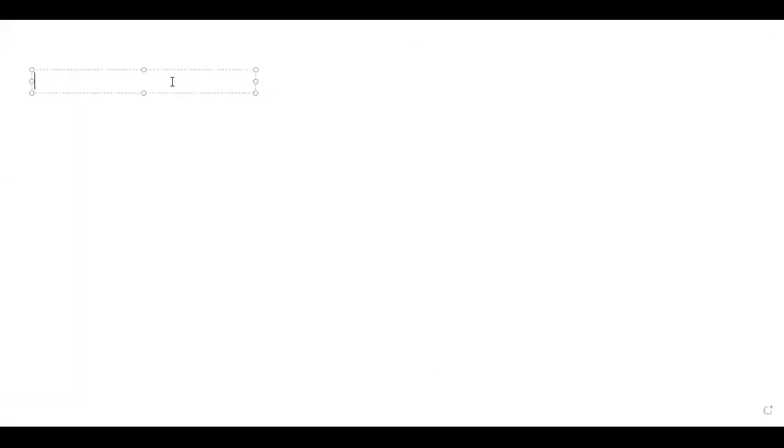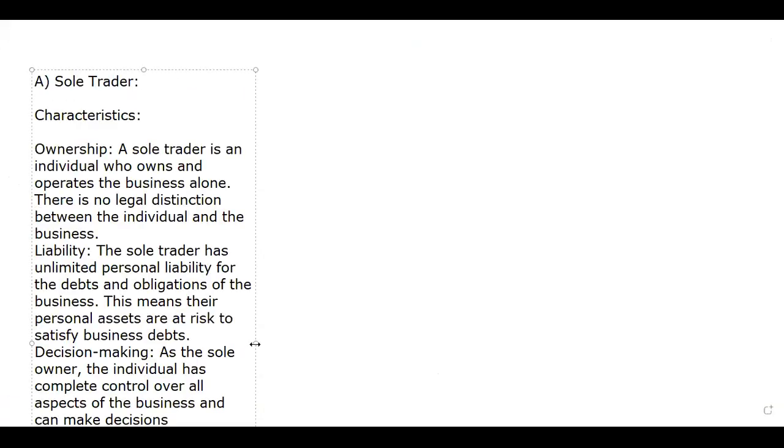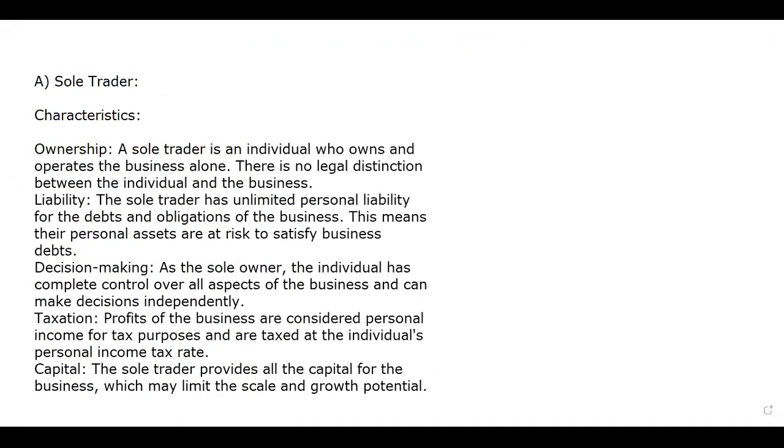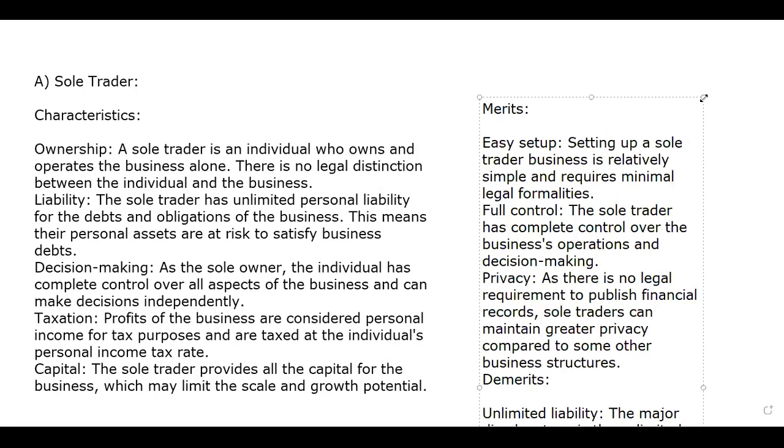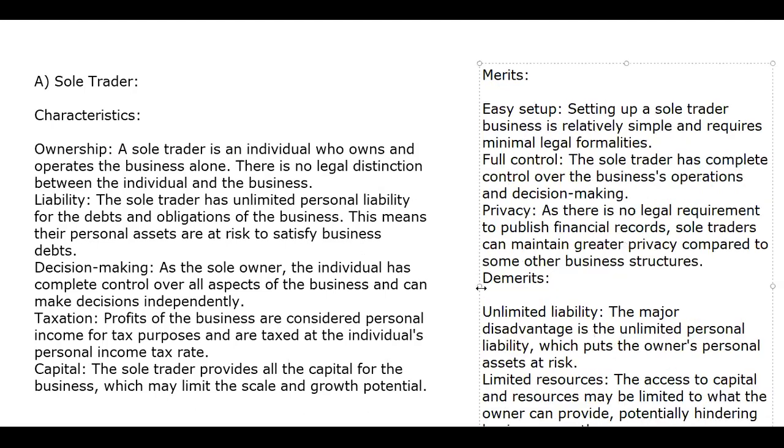All right. So now, besides the characteristics, we now want to know the advantages of this kind of business structure. What are the merits? Number one, it's easy to set up. Number two, it has full control. Number three, he has privacy because he's doing it alone. Those are very good advantages. So it also has disadvantages. Its disadvantages are that he has what? Unlimited liability.